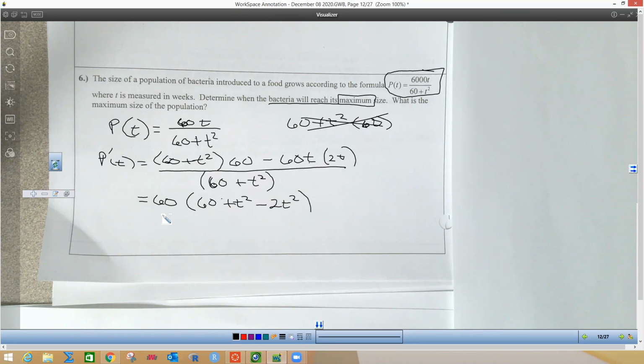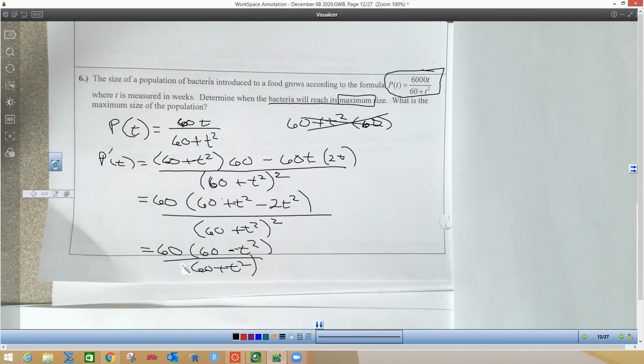Now, we are going to want to add like terms up here on this part right here. So we are going to end up having 60 times (60 minus t squared) all over (60 plus t squared). Now, I'm sorry, I wrote that wrong, didn't I? I forgot to square my bottom. Don't forget to square your bottom or you'll miss it. So there's my p prime of t.